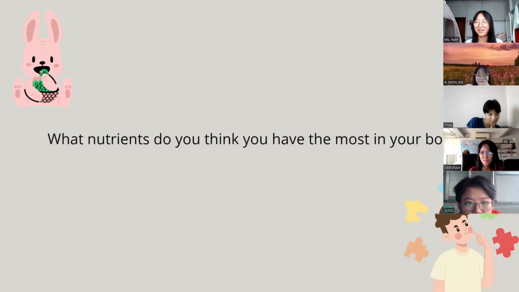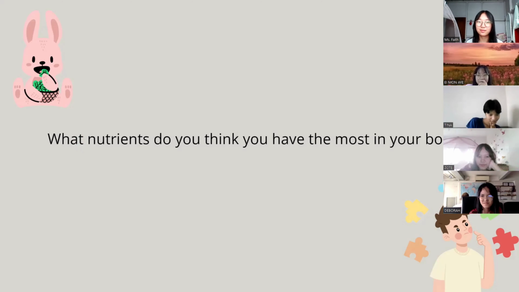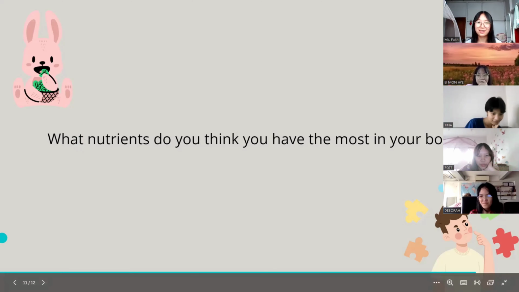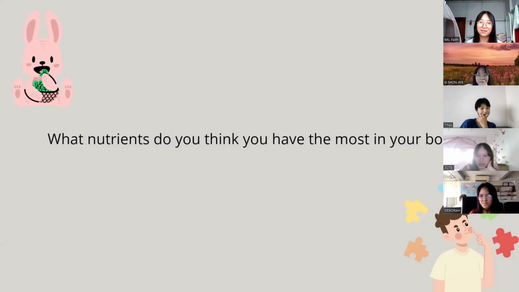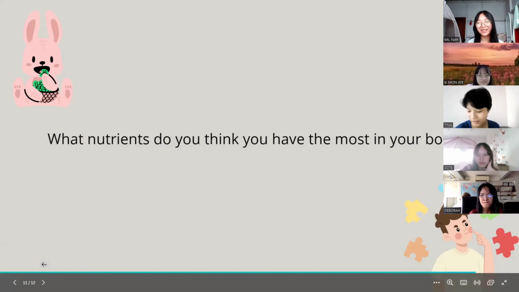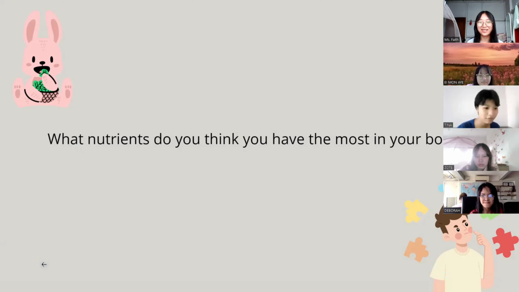Okay. How about Sute? I don't know what I have the most in my body. Maybe protein. Protein as well? Have a balanced diet. Okay, what about you? Me? I think I have carbs the most. I love sweet things. The carbohydrates.